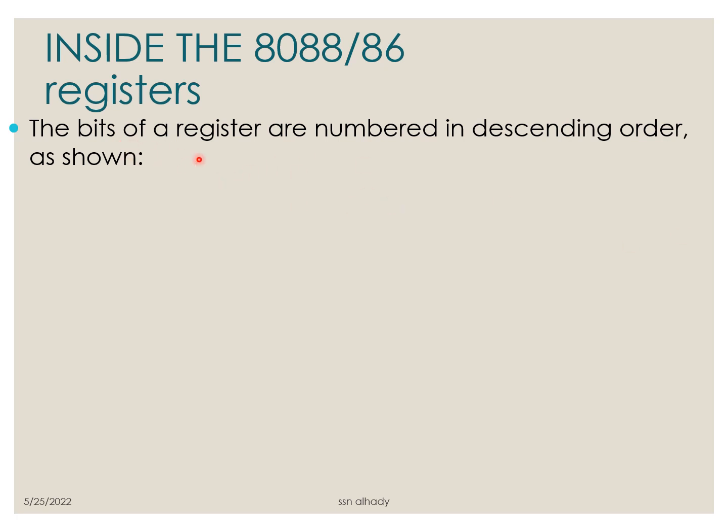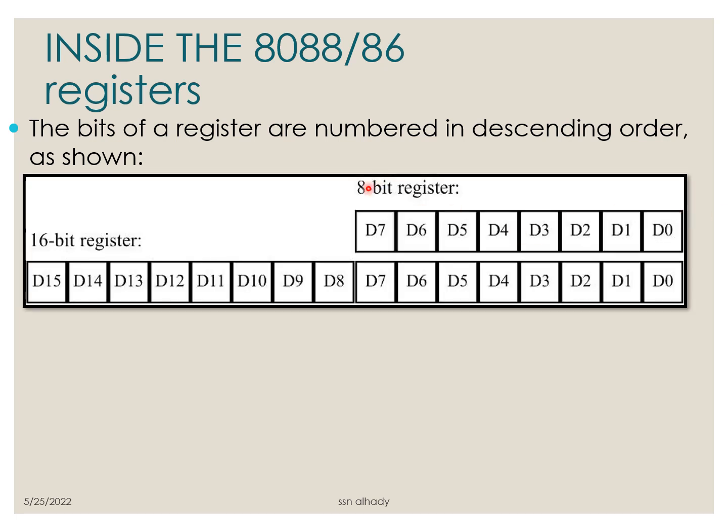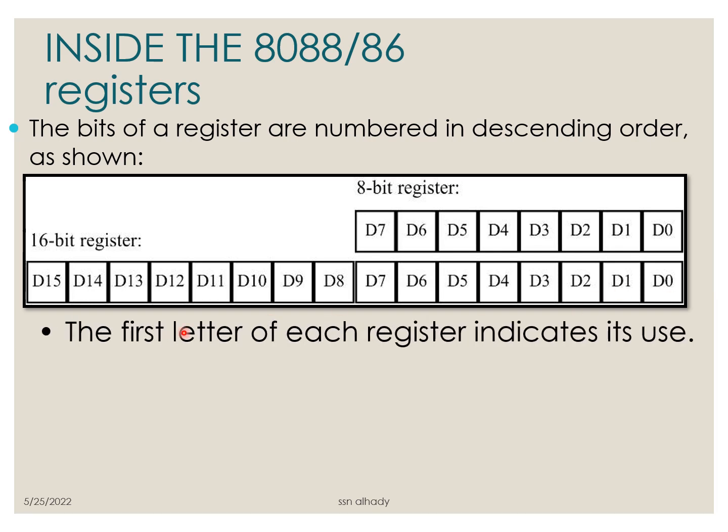The bits of a register are numbered in descending order. You start from the left, D7 until D0: D6, D5, and so on. And in 16-bit, D15, D14 until D0, where the first letter of each register indicates its use.